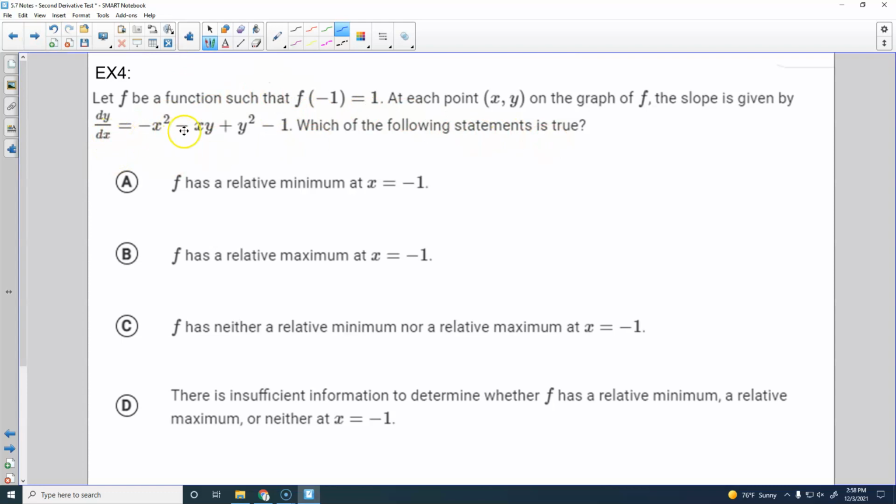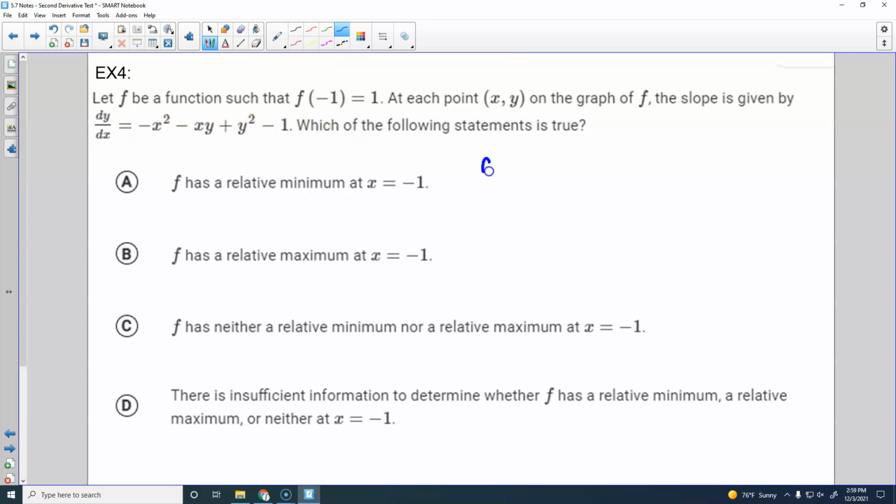They might give you an implicitly defined function. And if they do, you can't really make a sign line because you're dealing with x's and y's. You'd have to do the coordinate plane and test sections of the coordinate plane, and it would get crazy complicated. So if you see something that's implicitly defined, you're going to have to use the second derivative test.